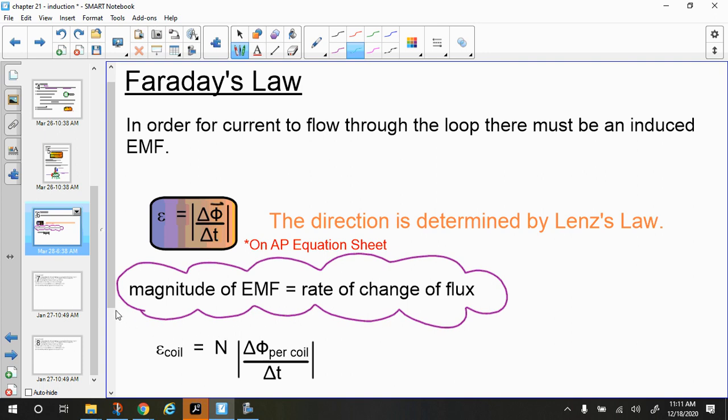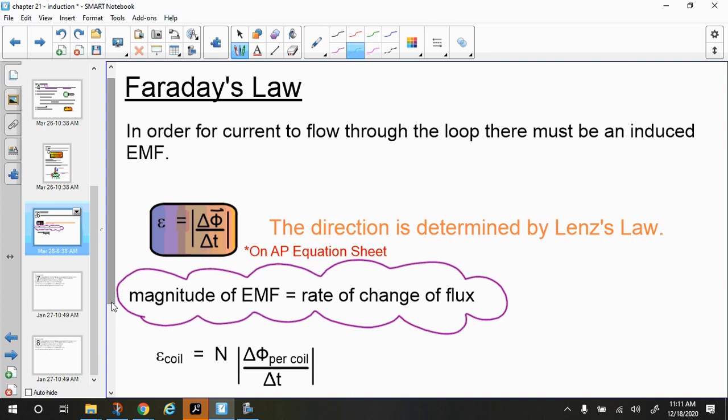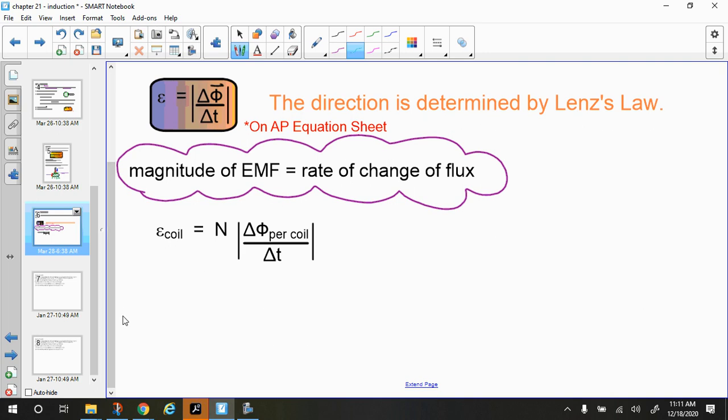You will occasionally have a problem with multiple coils. This equation is on the AP equation sheet. This equation is not, but this would just be if you had flux per coil and you had multiple coils. But usually you'll just be given the flux for the entire thing altogether.